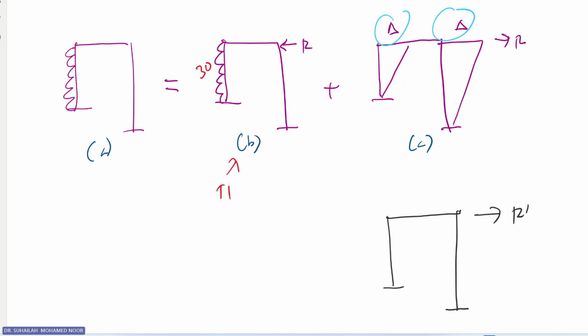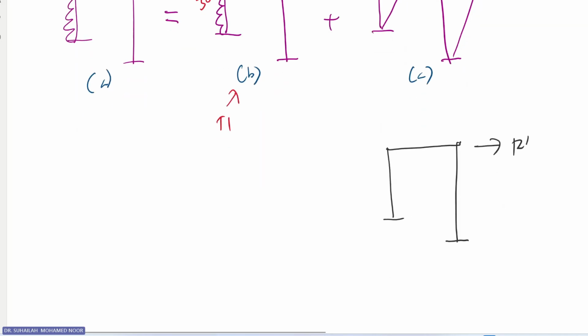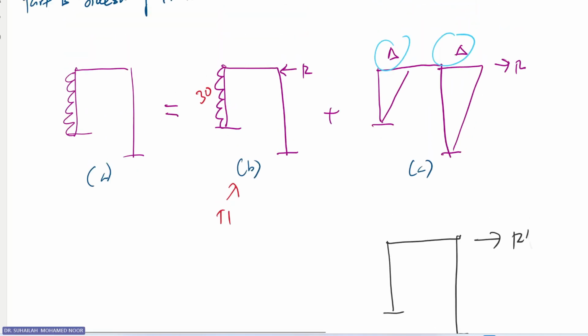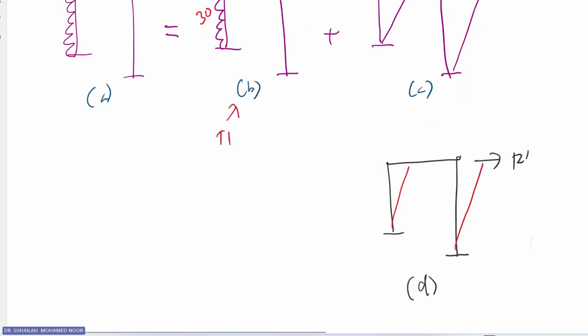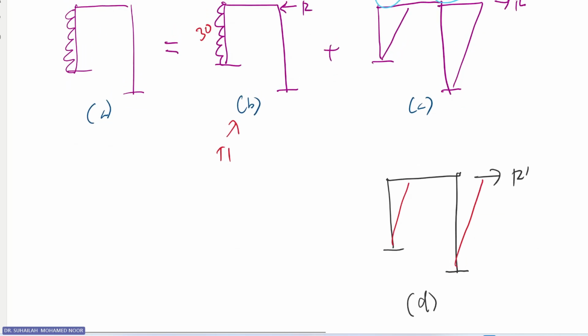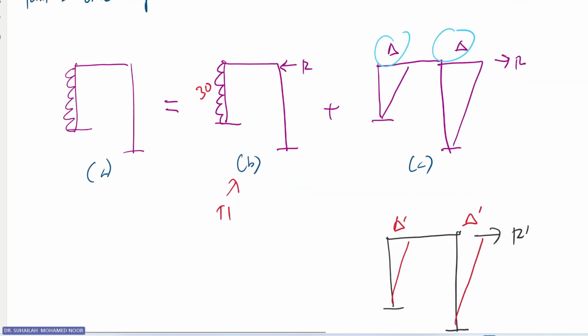Actually, between diagram C and D, it is the same frame, but the difference is only the prime. If in C it is R, in diagram D we have to put R prime. If in diagram C it has delta, in diagram D we have to change the delta to delta prime. The same frame, but we have to put prime.